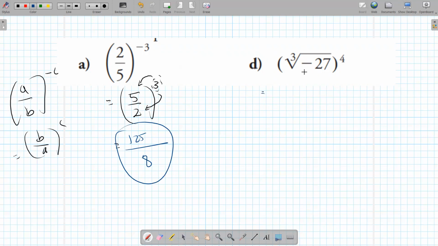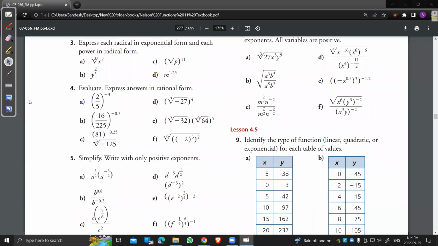Let's look at D. What's the cube root of negative 27? It's negative 3. Cube root of negative 27 is negative 3. Cube root of 27 would be 3. So we have negative 3 to the power of 4. Is that going to be a positive number or a negative number? Positive. Yeah, it's 81 if you just put that in a calculator. And that's pretty much it. It's a two-step thing.